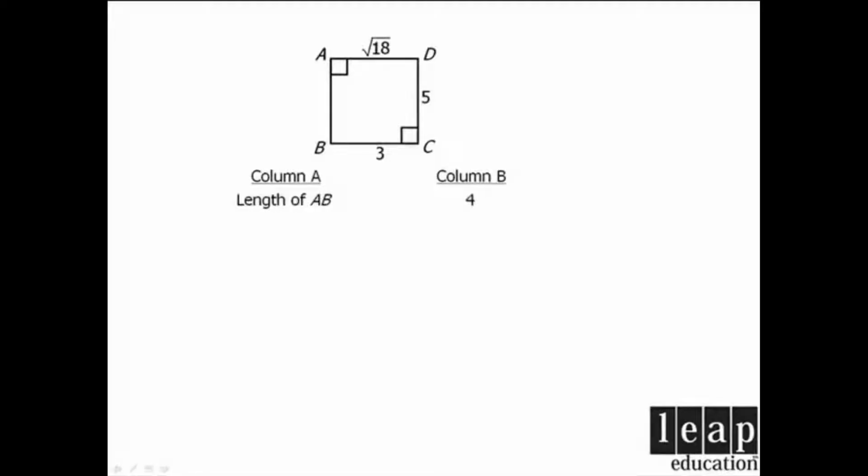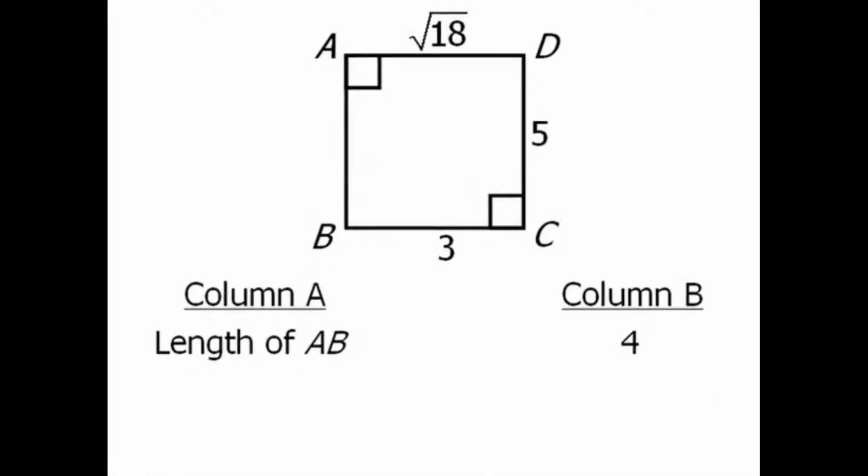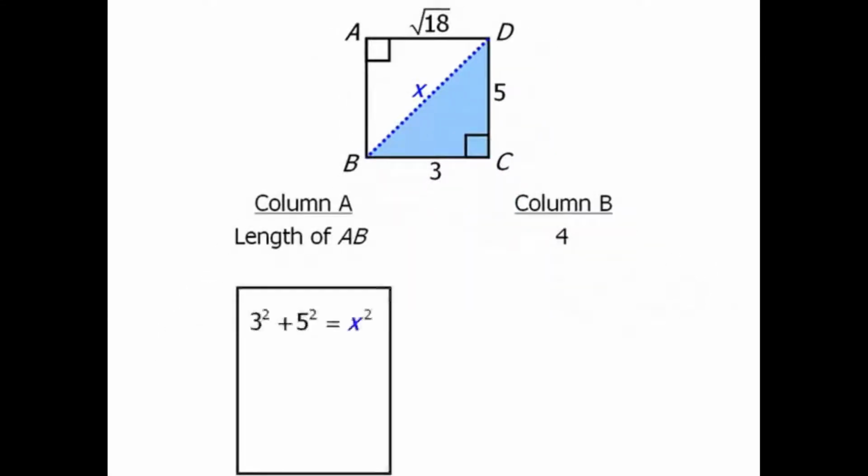To solve this question, we should first recognize that we have some right triangles hiding within this quadrilateral. Here's what I mean. If we connect points B and D and label this side to have length x, we can see that we have a right triangle here. Since we have a right triangle, we can apply the Pythagorean theorem to get the following equation. We can now solve this equation for x to get x equals root 34. So the length of BD is equal to root 34.